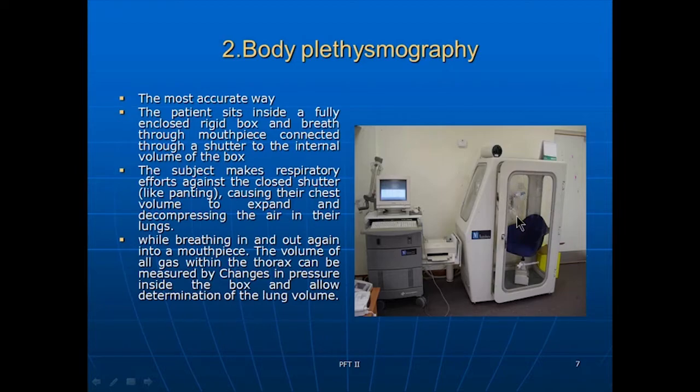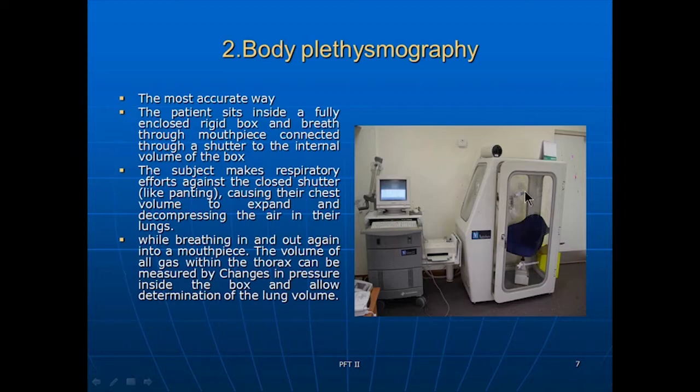The body plethysmograph is what we call a body box, where the patient sits in this booth, and the door will be closed. So you can see that the patient sits inside a fully enclosed rigid box and breathes through a mouthpiece connected to a shutter to the internal of the box. So what they will do when they're measuring volumes and capacities, they close the door and make this airtight. When they're doing simple spirometry for the flow volume loops, the door remains open, and this will make a little bit better sense to you.